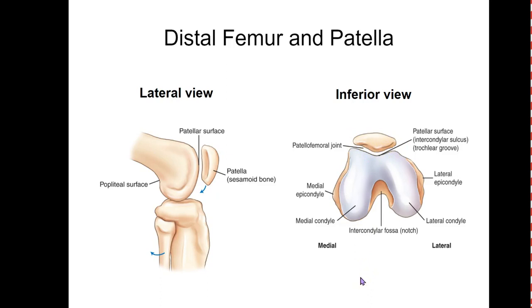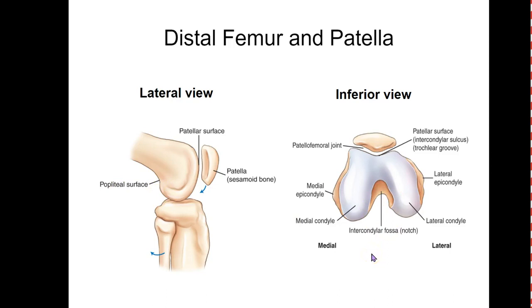Okay, notice the intercondylar fossa. It's a very deep groove or fossa on the posterior aspect of the femur. And remember, it's going to be below this popliteal surface. You don't see it here on the lateral projection, but just to orientate yourself. So here's your intercondylar fossa.